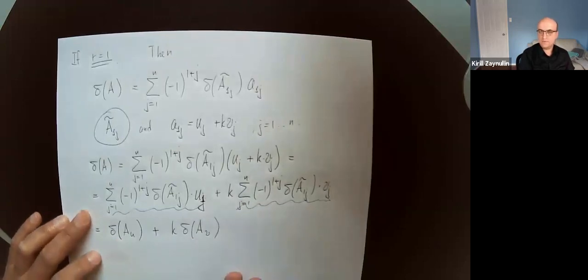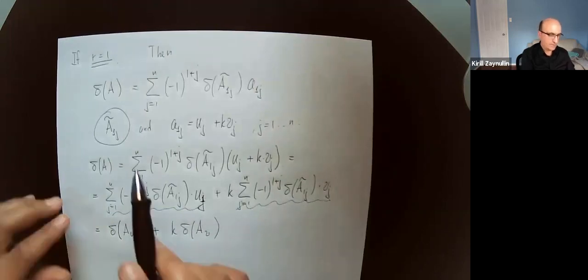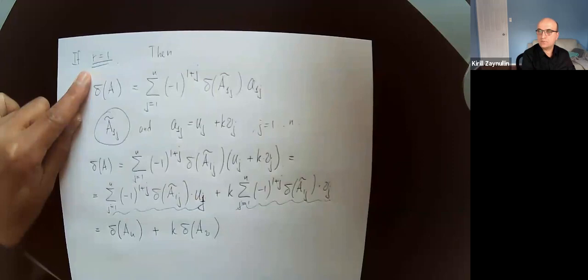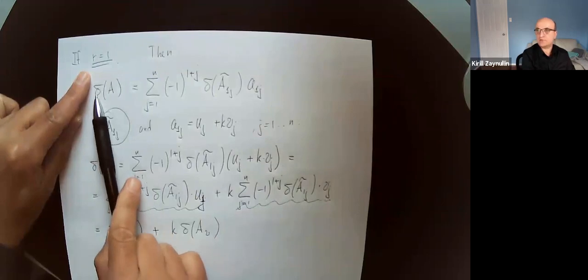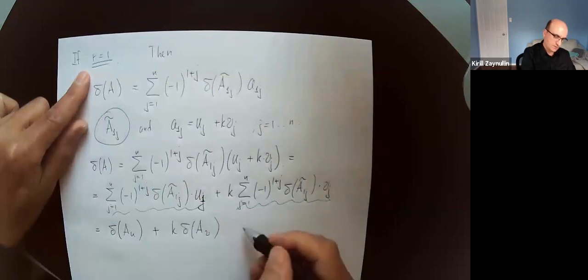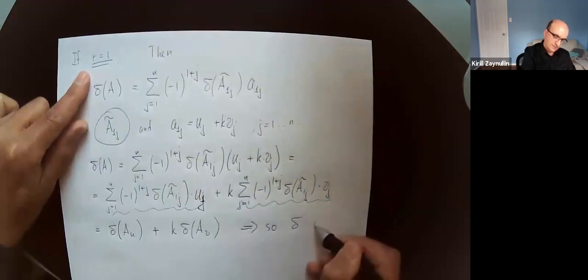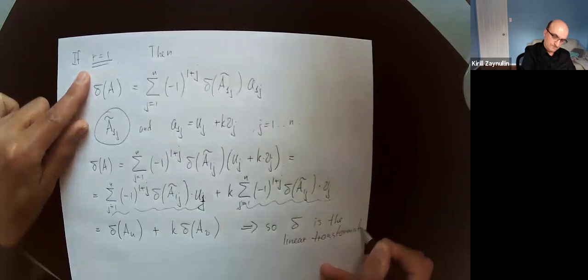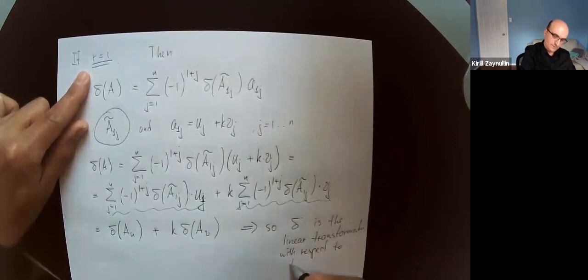So meaning that what we checked is that if our r is just 1, so for the first row, so we take its linearity with respect to the first row, then of course delta is a linear function. It's a linear operator, a linear transformation. So delta is the linear transformation with respect to the first row.